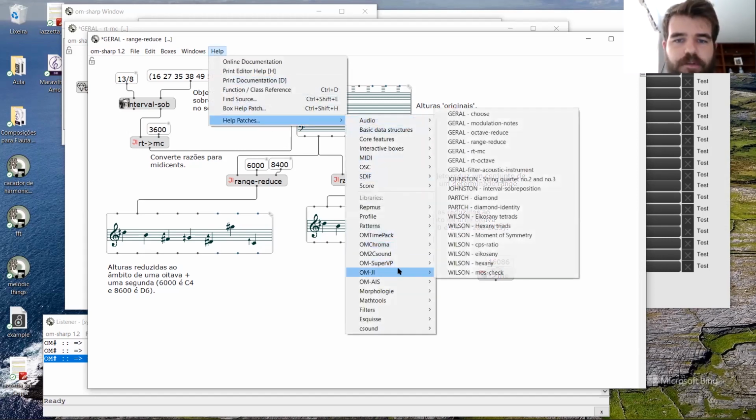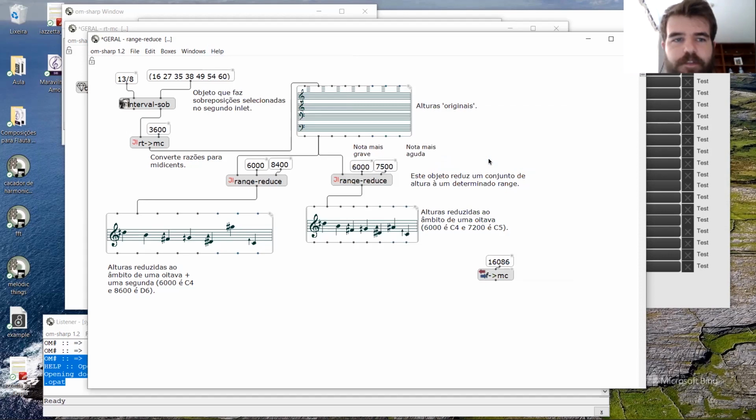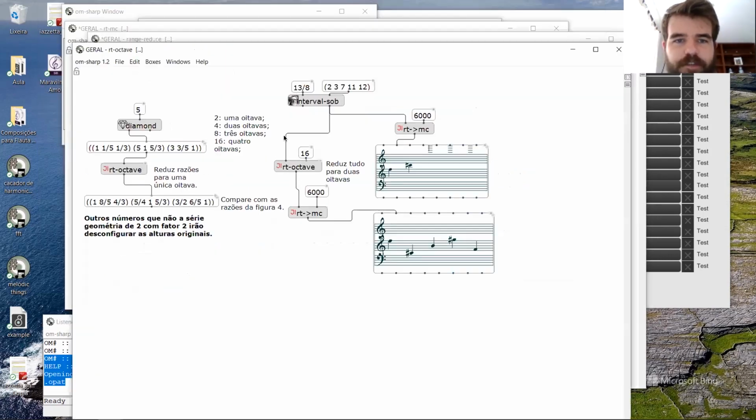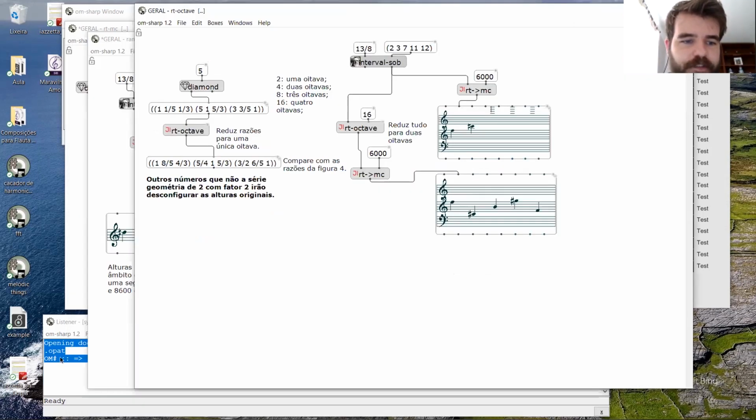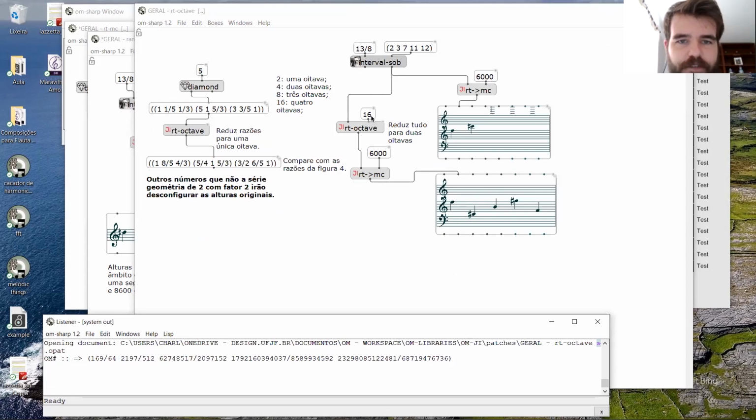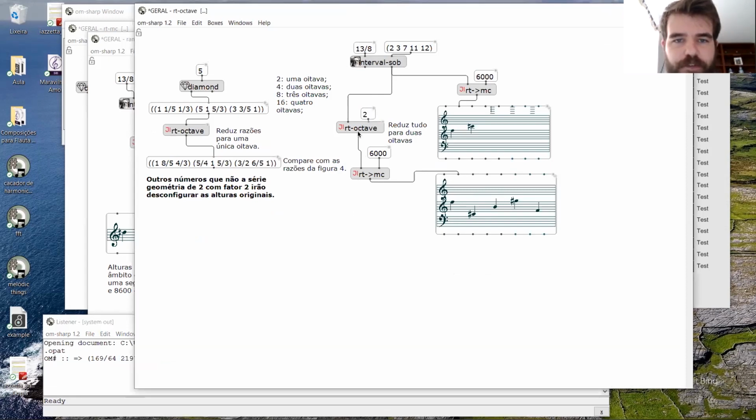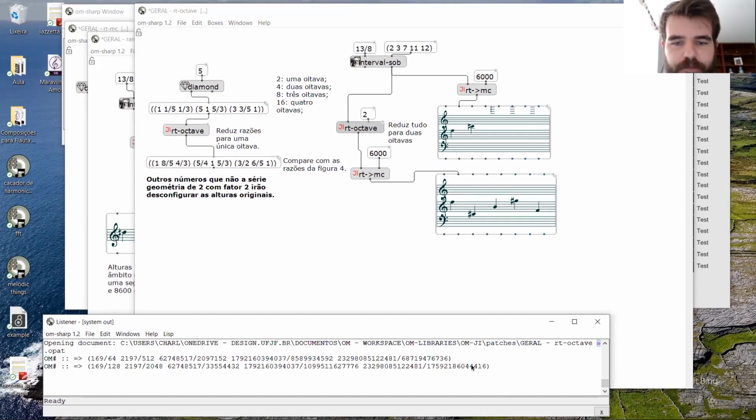The next is this object, rt-octave. It does the same thing, but in the ratio environment. So it does not work with midicents. Here I have some ratios, and here it will reduce, for example, to one octave. You can see that this ratio changes.